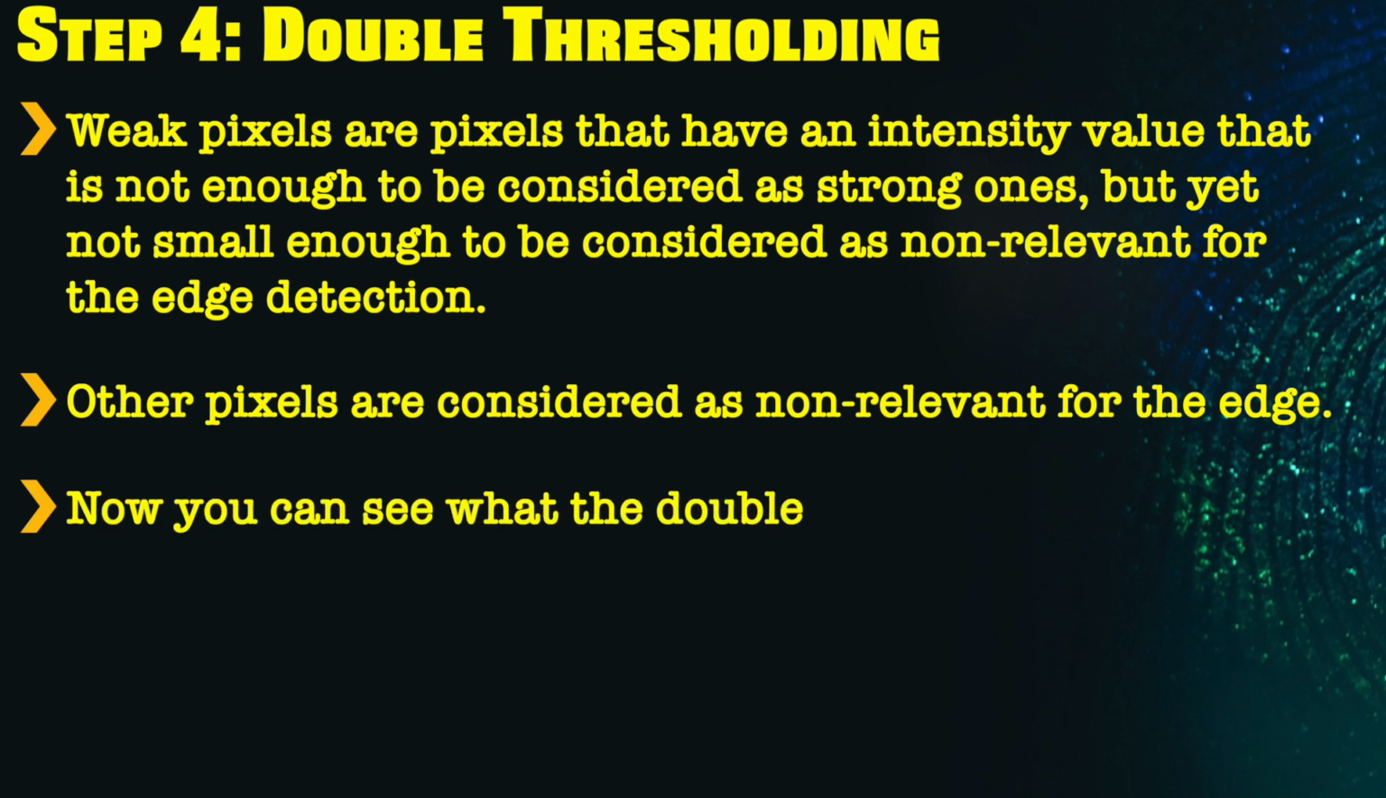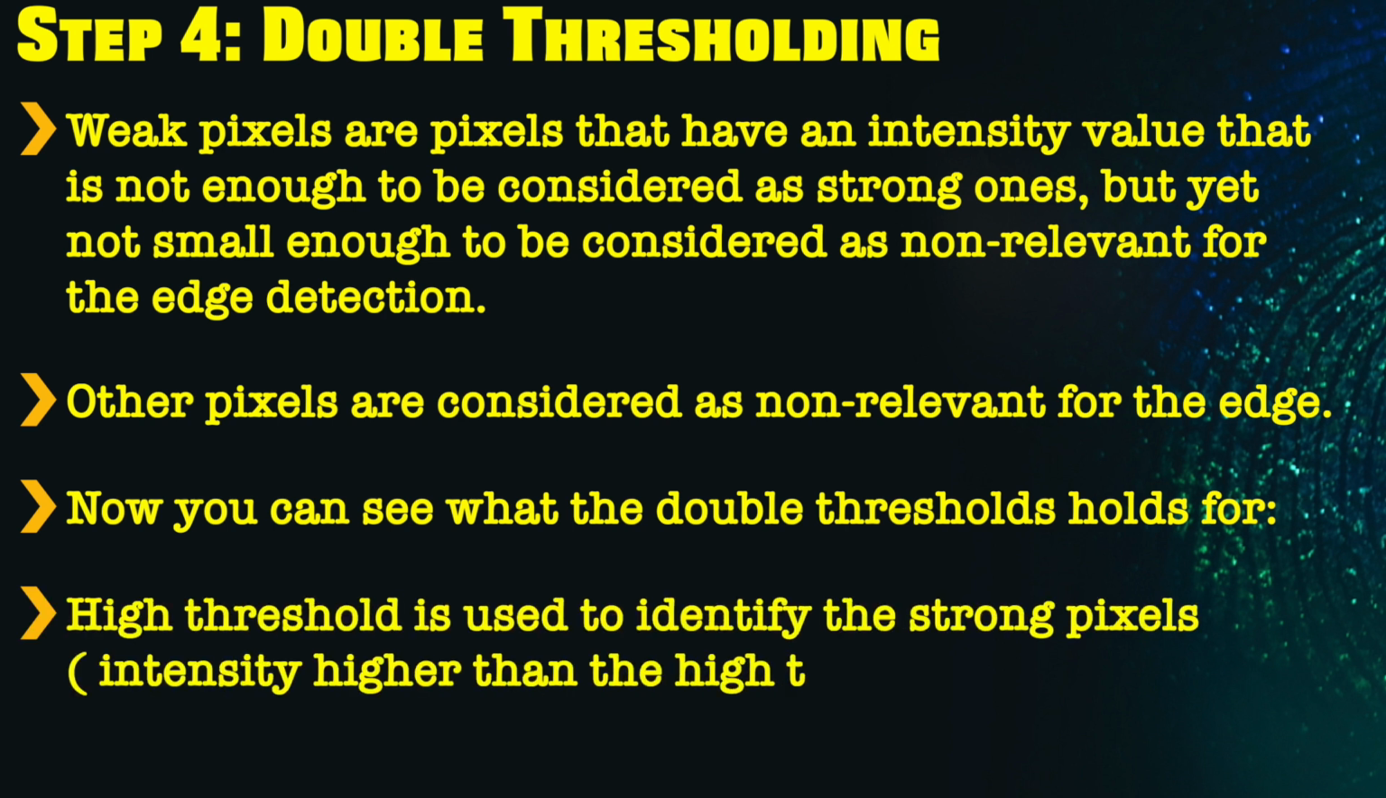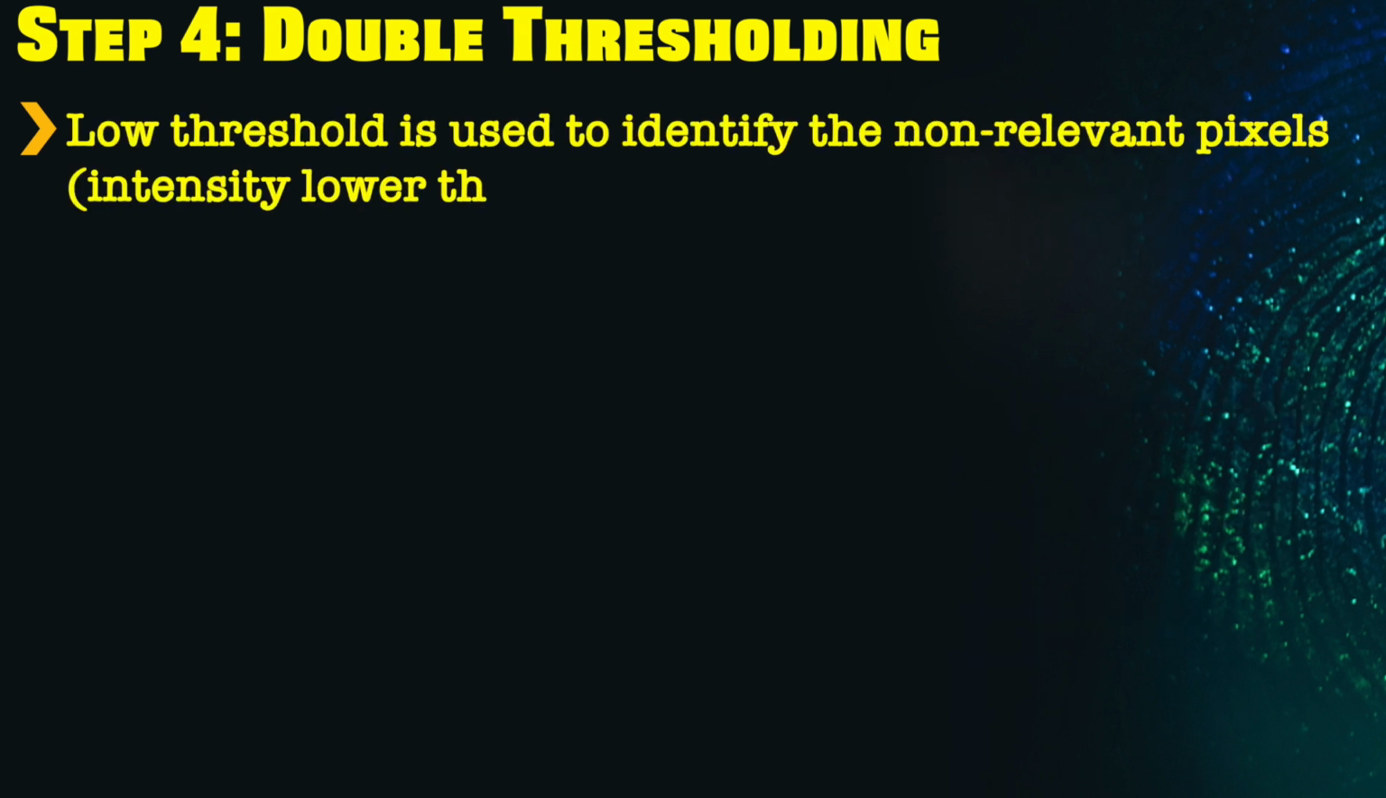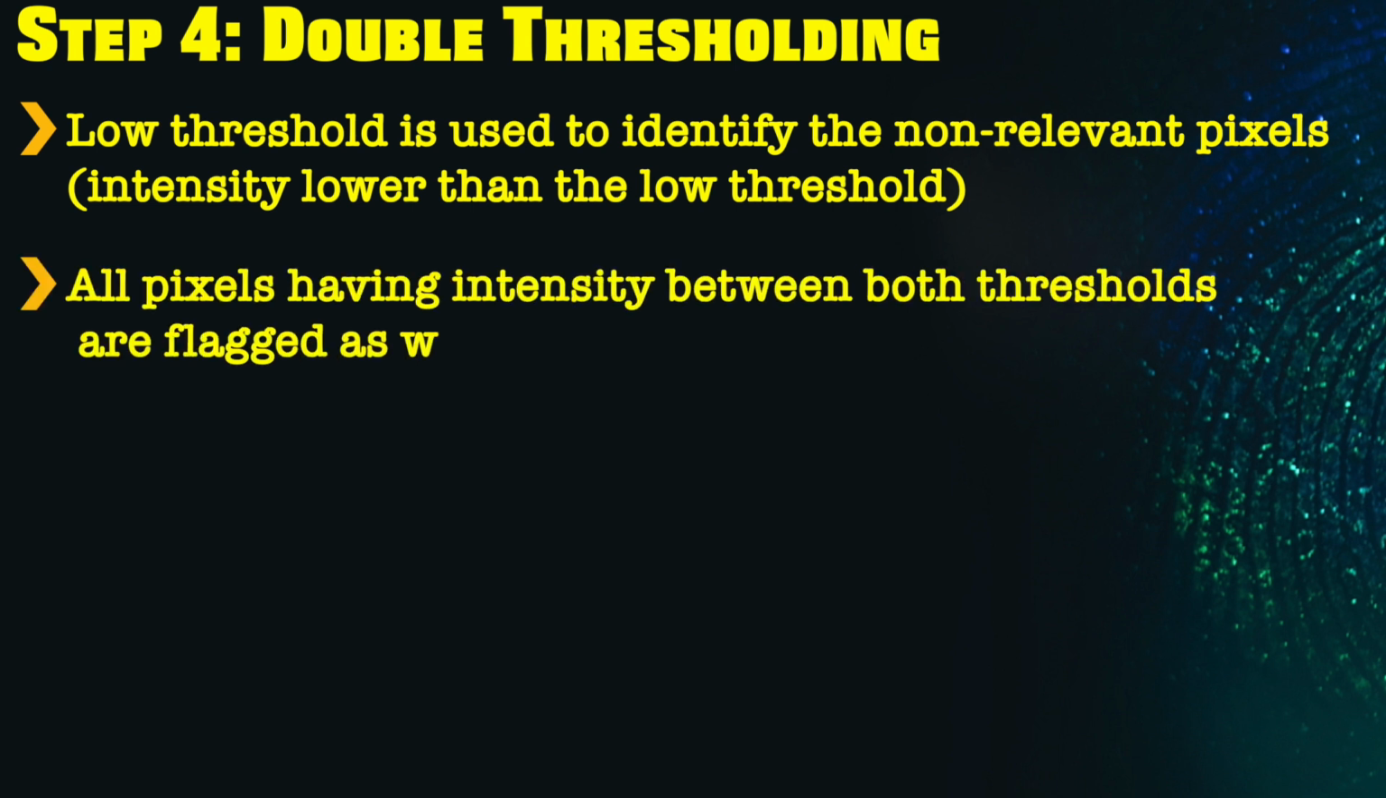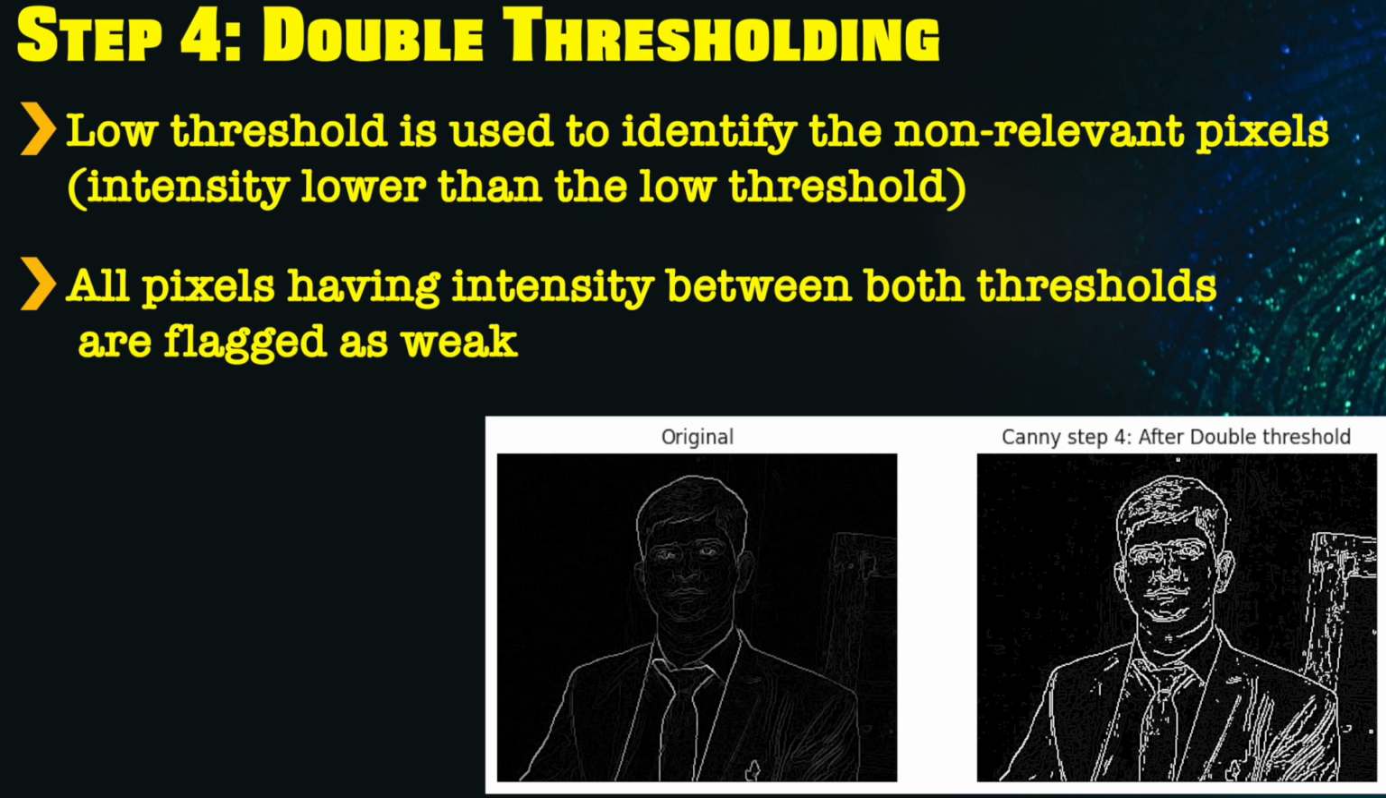Now you can see what the double thresholding is for. The high threshold is used to identify the strong pixels, with intensity higher than the high threshold. The low threshold is used for the identification of the non-relevant pixels. All pixels having intensity between these 2 thresholds are considered weak pixels. By doing this step, you can see the result. In this result, many of the pixels are highlighted.